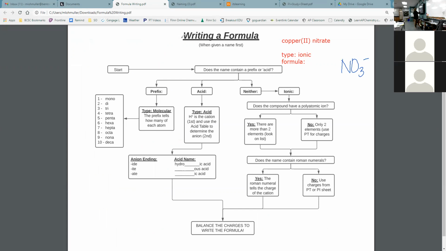And then last but not least, the last question, does it contain Roman numerals? And yes, it does. So the Roman numeral tells the charge. So when it's copper 2, that means that you have Cu with a +2 charge. There will not be 2 coppers in this formula. Okay, so now we need to balance the charges to write the formula.